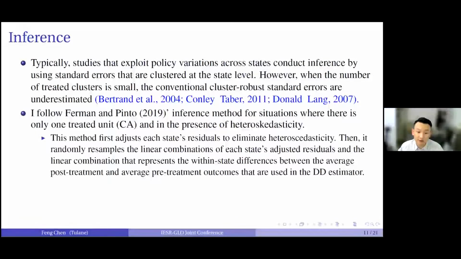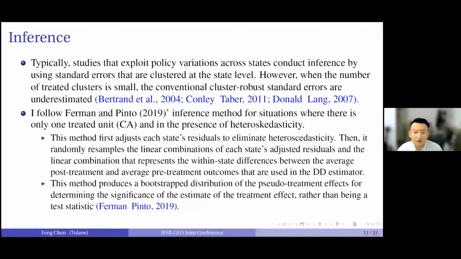This method first adjusts the state residuals to eliminate heteroskedasticity. Then it randomly resamples the linear combination of the state-adjusted residuals and the linear combination that represents the within-state difference between the average post-treatment and average pre-treatment outcome used in the DD estimate. So this method produces a bootstrap distribution of the treatment effect for determining the significance of the estimate. In later slides, I will show you the Ferman-Pinto p-value. This is the preferred inference method. I will also present the p-value based on the conventional cluster standard errors, just for reference purposes.